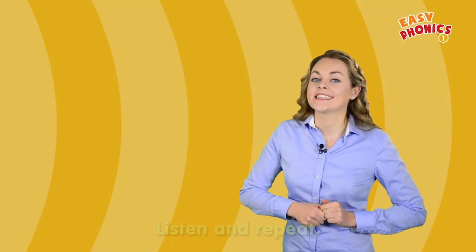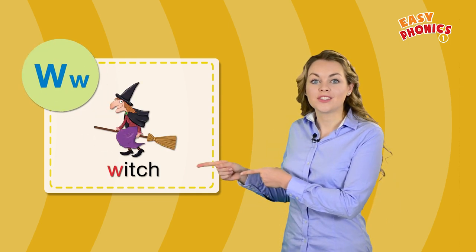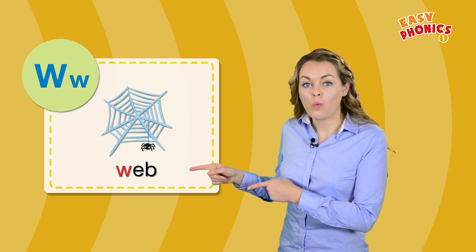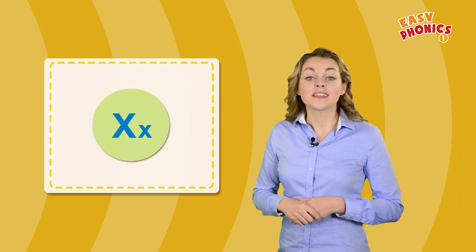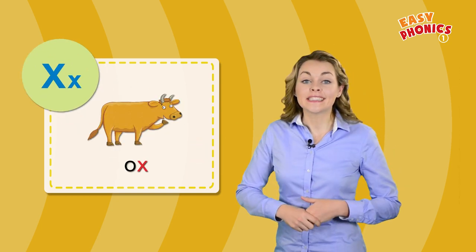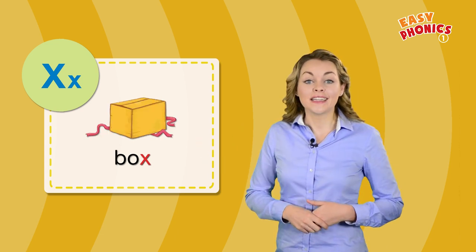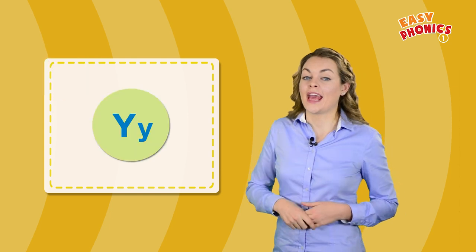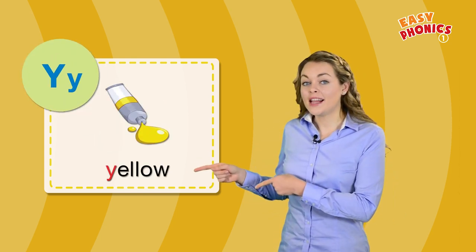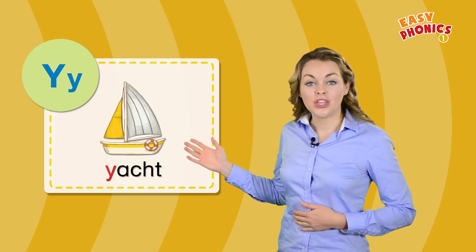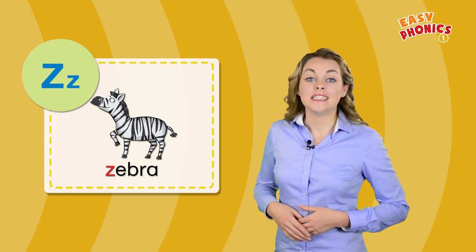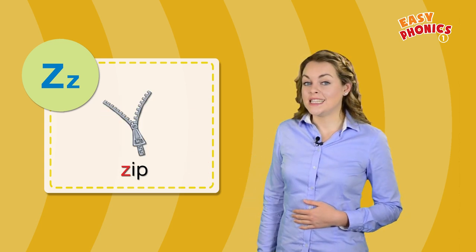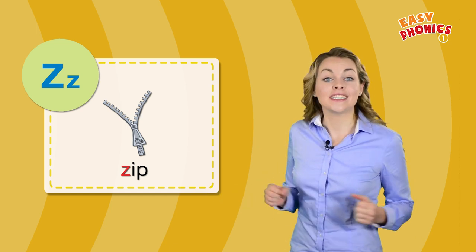Listen and repeat. W, W, which. W, W, web. W, W, window. X, Ksk, fox. X, Ksk, ox. X, Ksk, box. Okay. Y, Y, yellow. Y, Y, yacht. Y, Y, yard. Finally, Z, Z, zebra. Z, Z, zoo. Z, Z, zip.